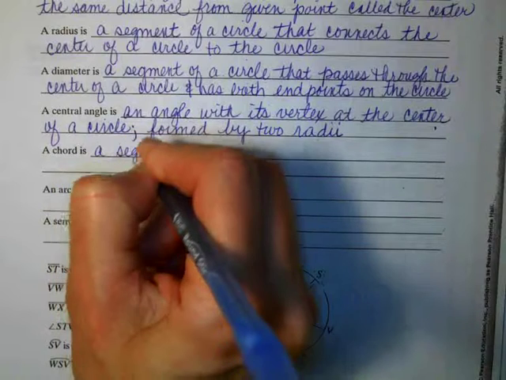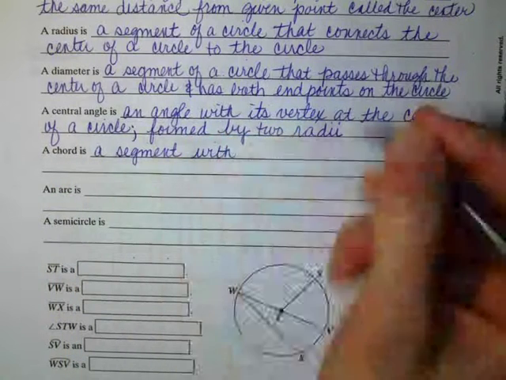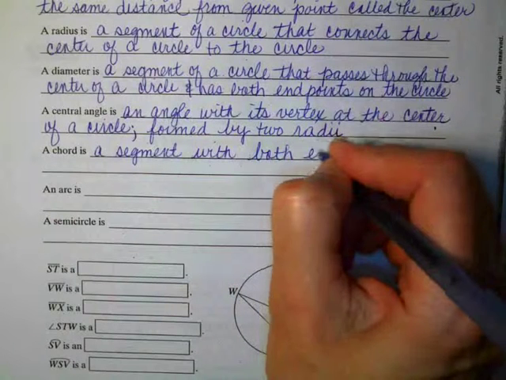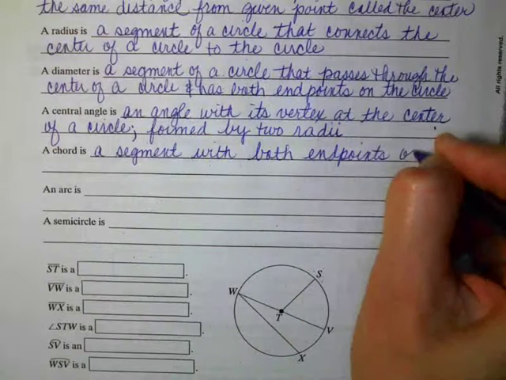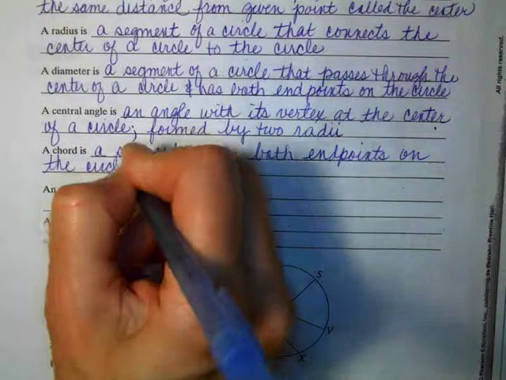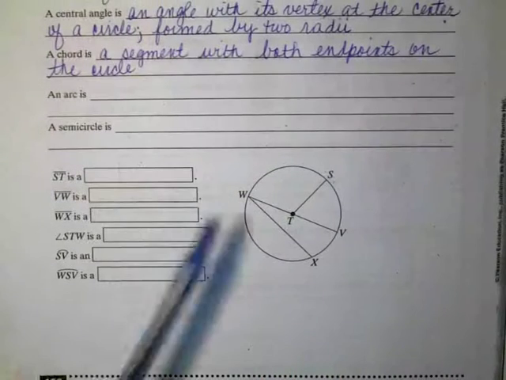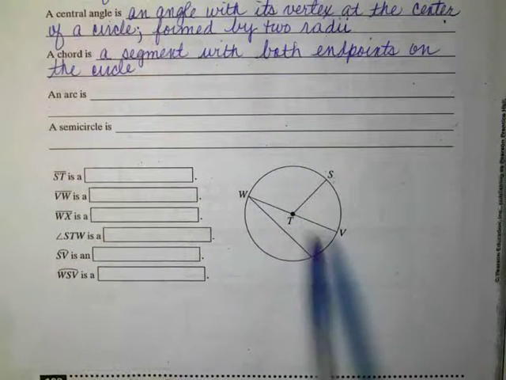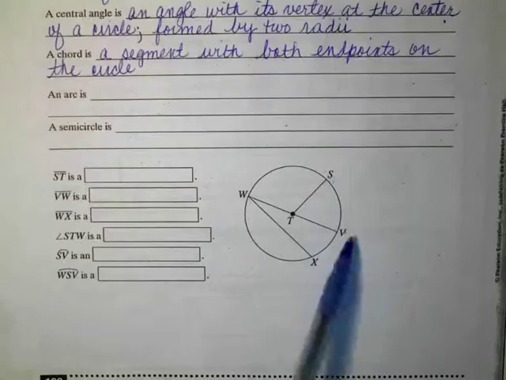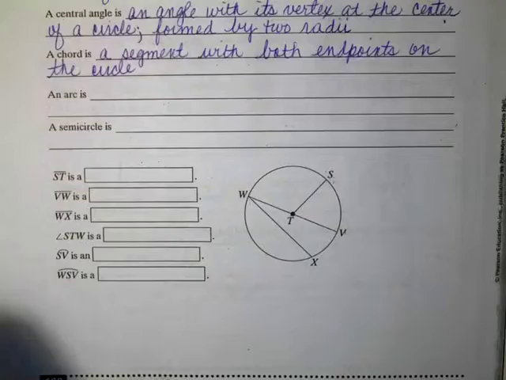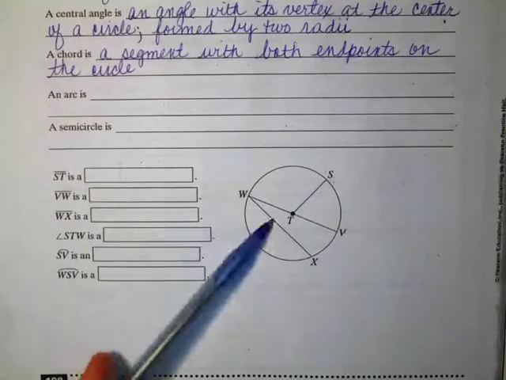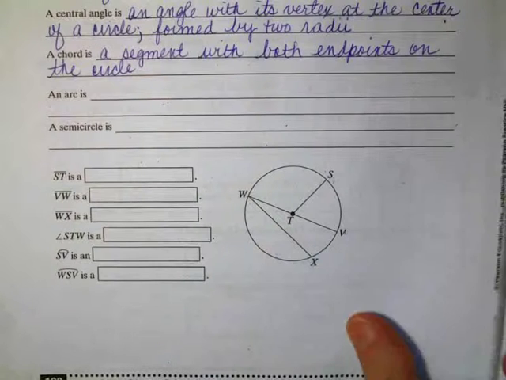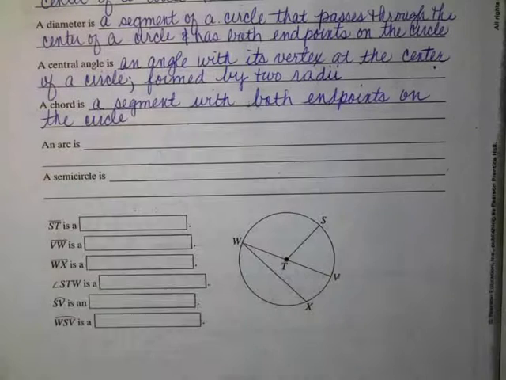A chord is a segment with both endpoints on the circle. Okay, so back to our diagram here. WX would be a chord. Now, in the strictest sense of the definition of chord, WV is also a chord, but its best definition is a diameter. So a diameter is the longest chord possible. A chord does not have to cross through the center. If I were defining these two parts, I would call this a diameter and this a chord, by the way. Just know that those definitions overlap just a bit.